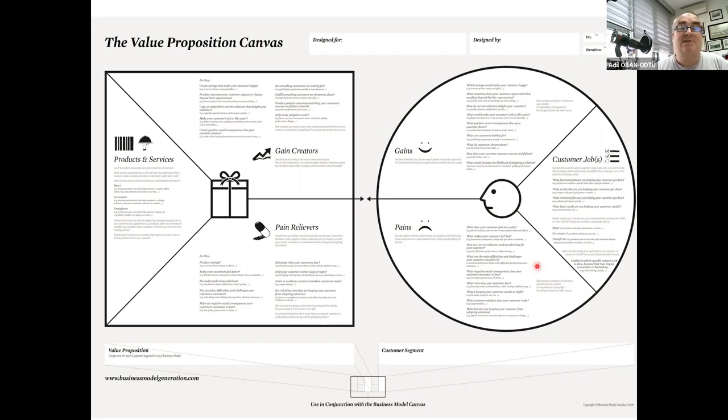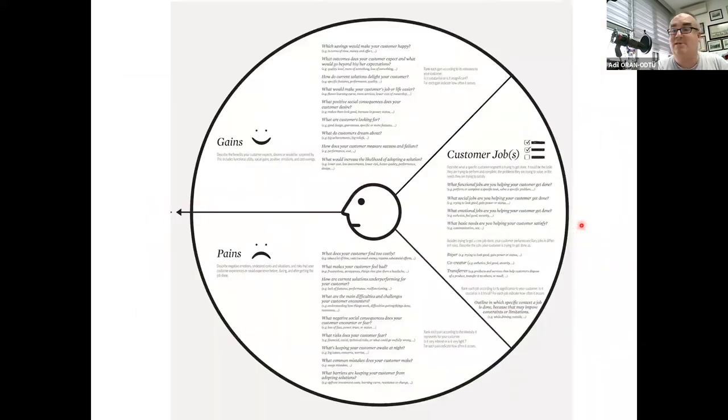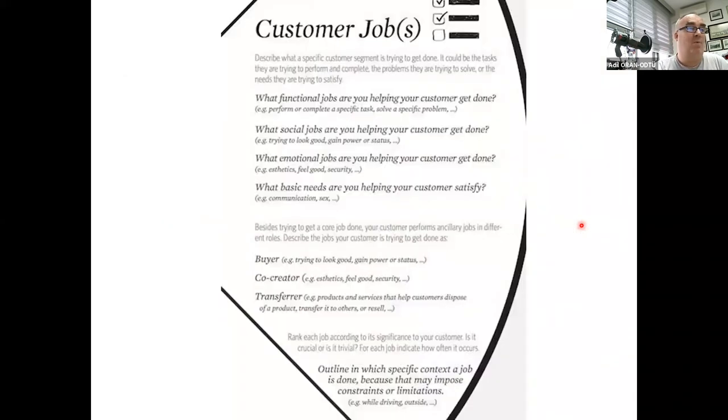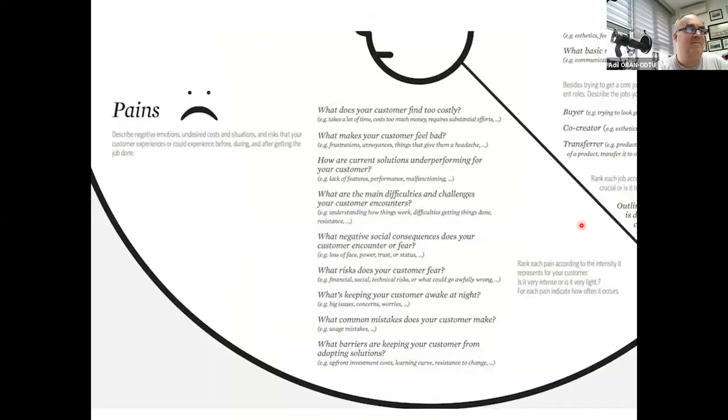I think I especially like to focus on this part because these are the problems that the company has, that the customer has. And these are the things that you want to solve. These are the things you want to provide. So which of these are you going to be able to accomplish? So, a slightly closer look. What kind of jobs, functional, social, emotional, what are the basic needs and what roles do they play? Take a look at these. But especially, what are the pains that they have?